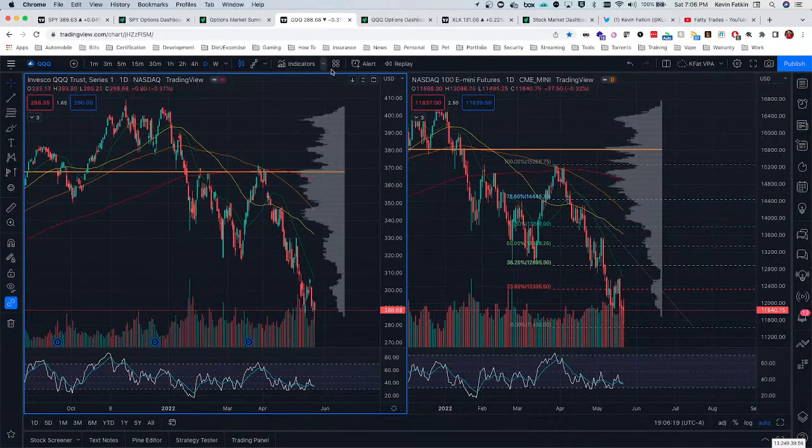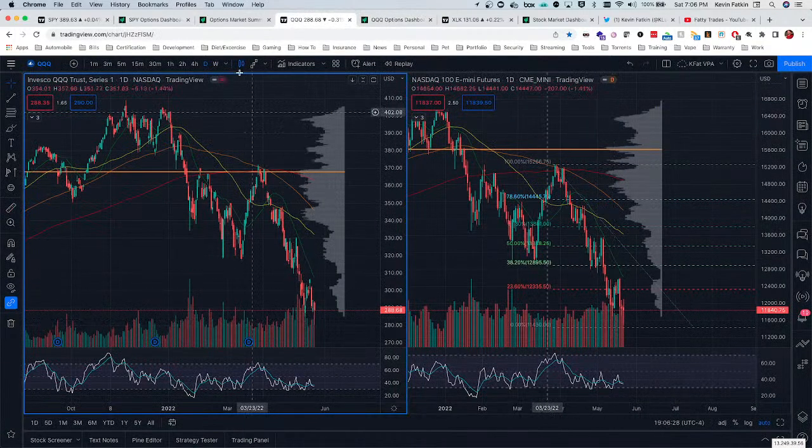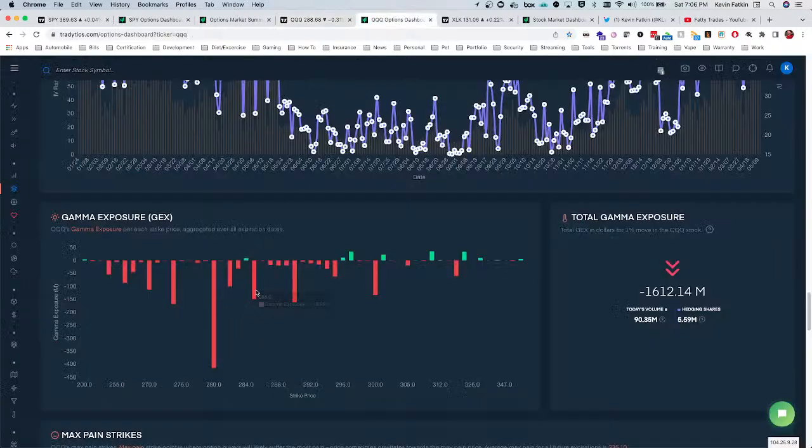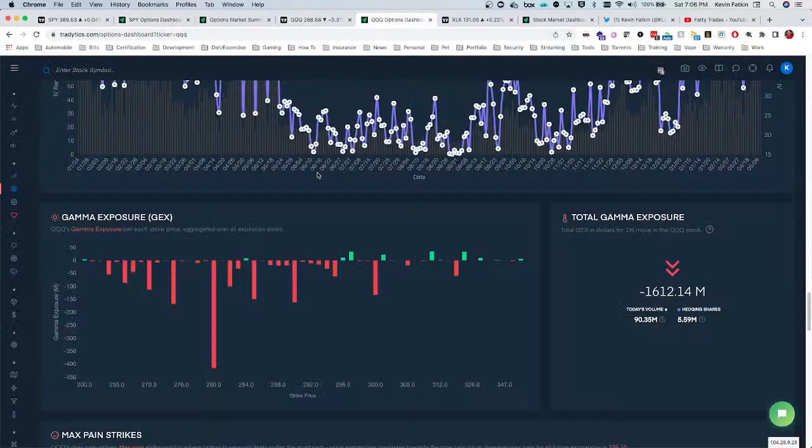Now, let's look at the gamma exposure again. 280 being the biggest level. We closed at 288 this time, and you could see here if we look at 290, so 280 is the biggest level. So if SPY starts dropping down to 380, I would not be surprised one bit if QQQ drops to 280, and again, that is where we get a strong bounce.